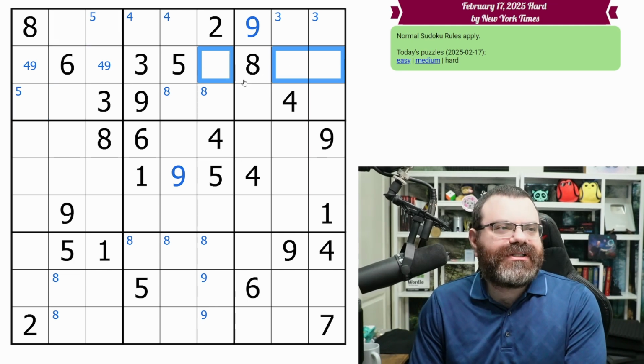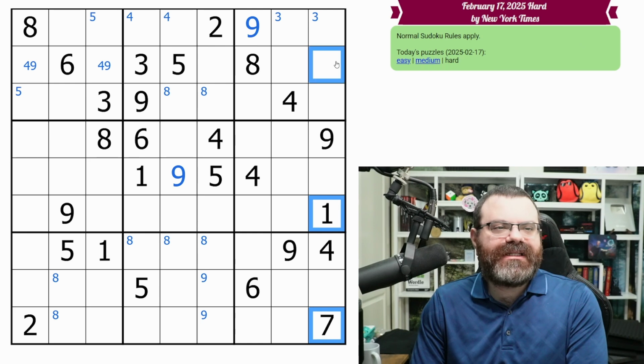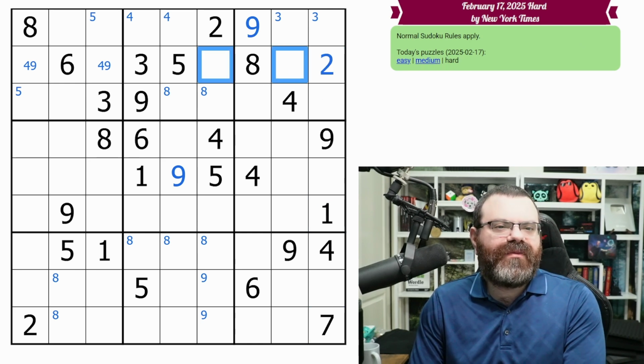Anyway, what are these 3 digits? We need a 1, 2, and 7. So 1, 2, 7 is left. This 1, 7 sees this cell. So if 1, 2, 7 is left, it can't be 1, 7. It must be a 2. And then we're left with a 1, 7 pair here.